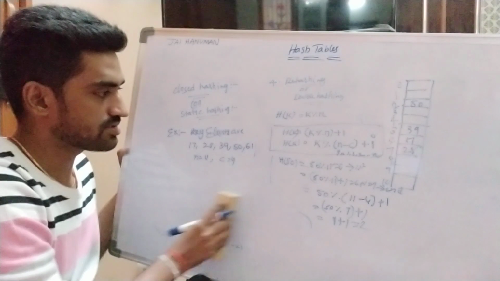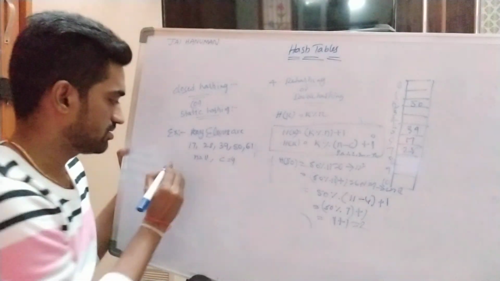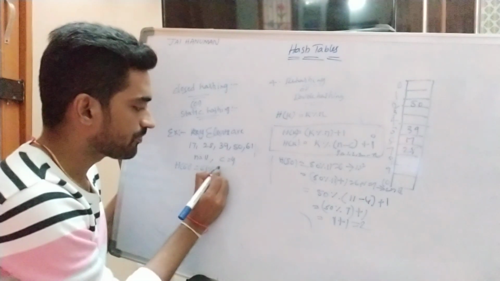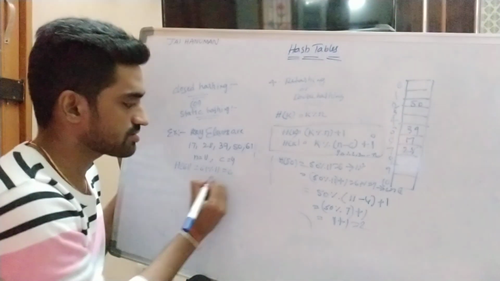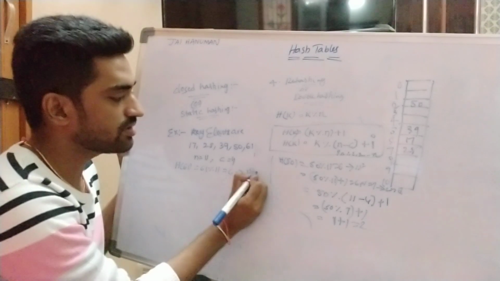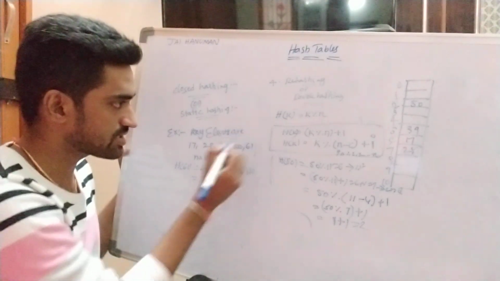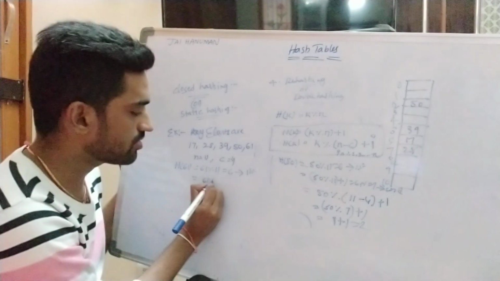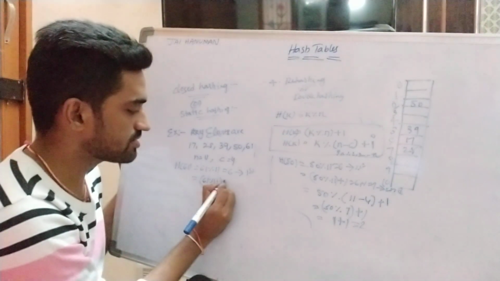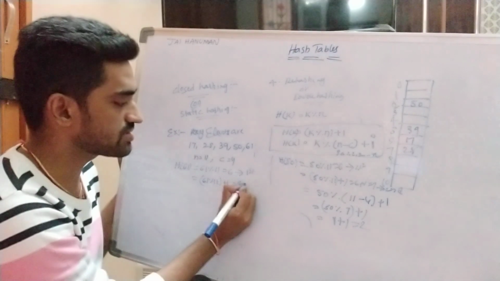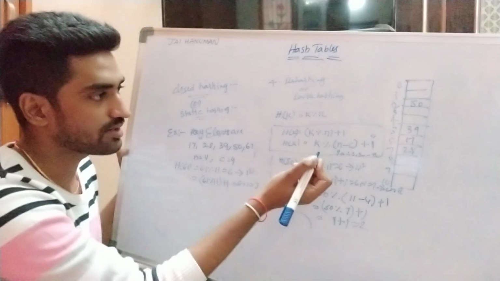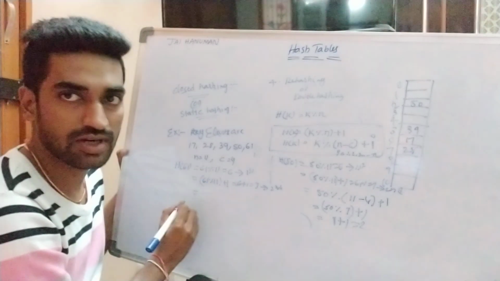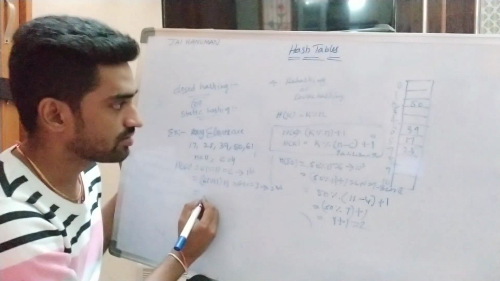Then we are performing insertion of H of 61. So initially 61 modulo division of 11. 6 already occupied by element, first collision is occurred. Apply first formula of double hashing, 61 modulo division of 11 plus 1. 6 plus 1, which is equivalent to 7, already occupied by 28, second collision is occurred. Then we apply second formula, right? What is the second formula?